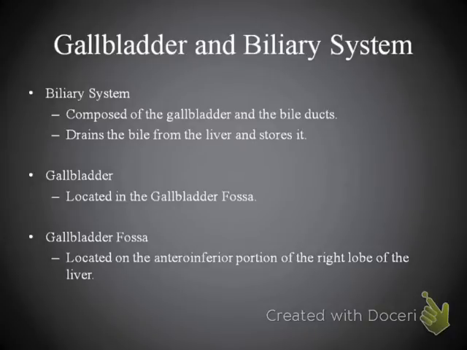The gallbladder is located in the gallbladder fossa, which we have seen on CT and through our images. The gallbladder fossa is located on the anterior-inferior portion of the right lobe of the liver. If we look at this word anterior-inferior, meaning anterior and inferior, basically, this means that it's located on the anterior portion of the patient, on the inferior side of the liver, or underneath the liver. Hopefully that makes a little more sense to you, but it's also located on the right lobe of the liver.